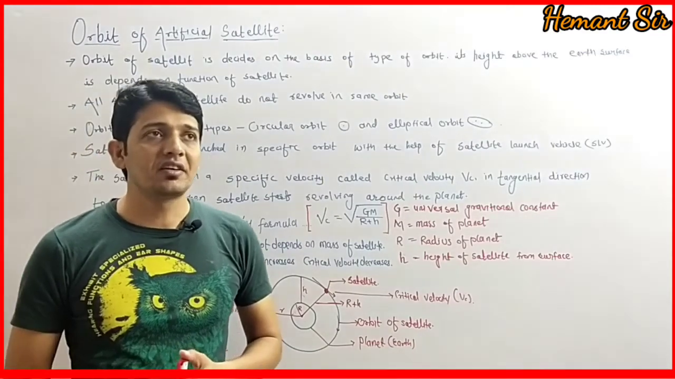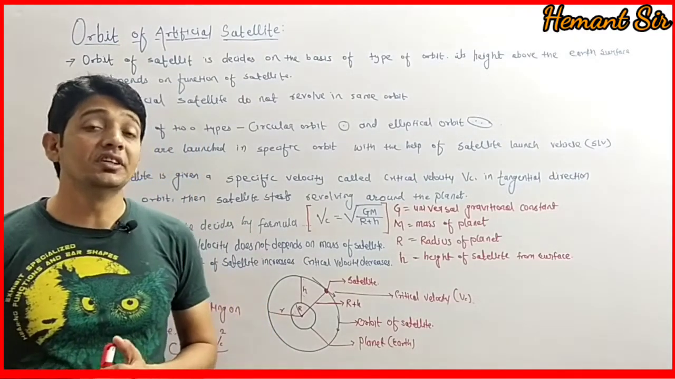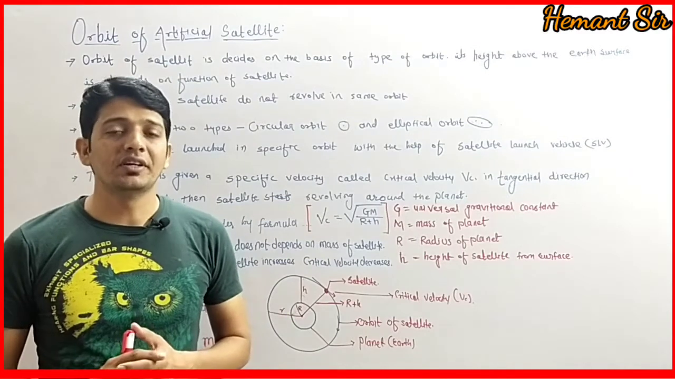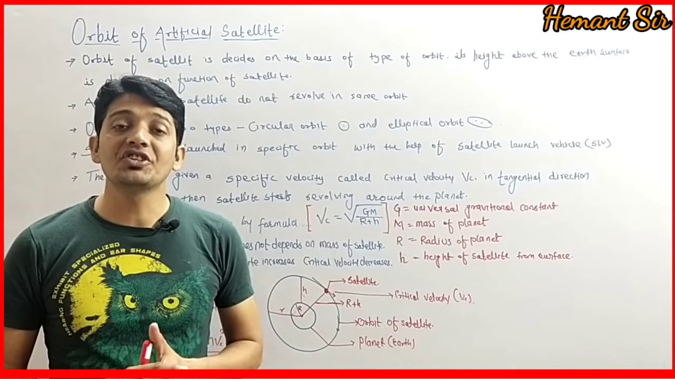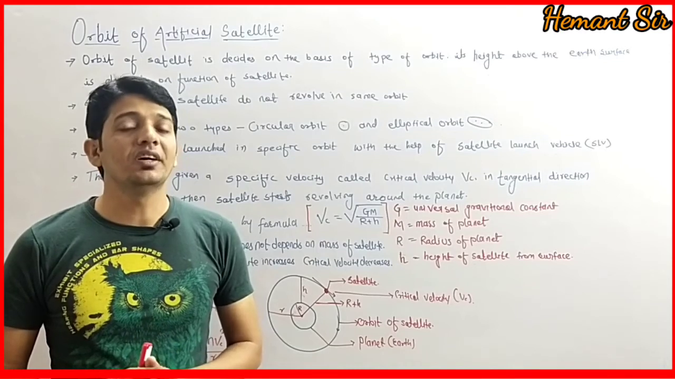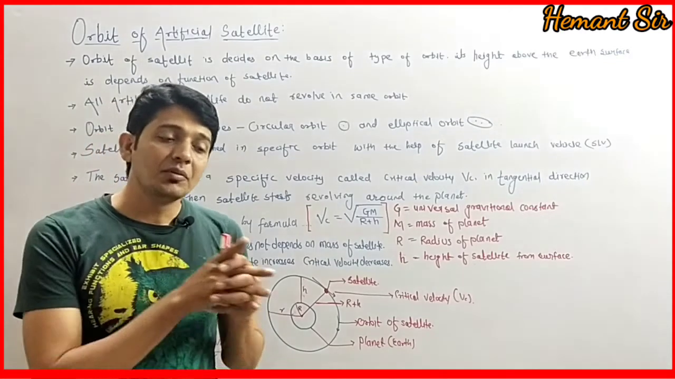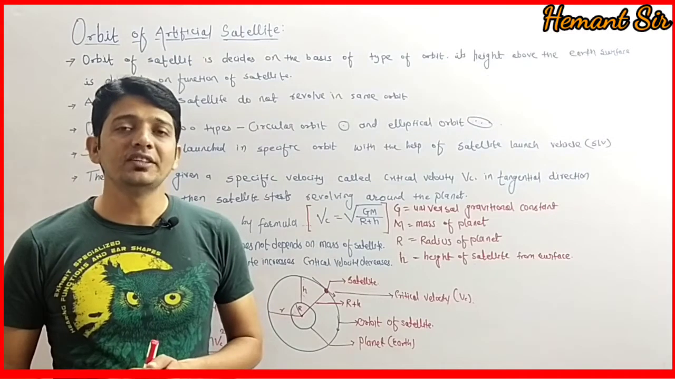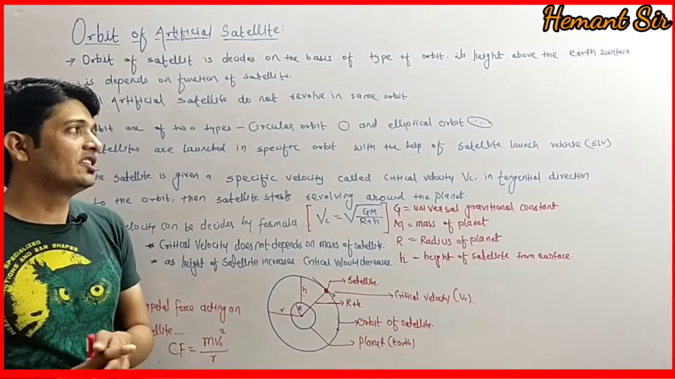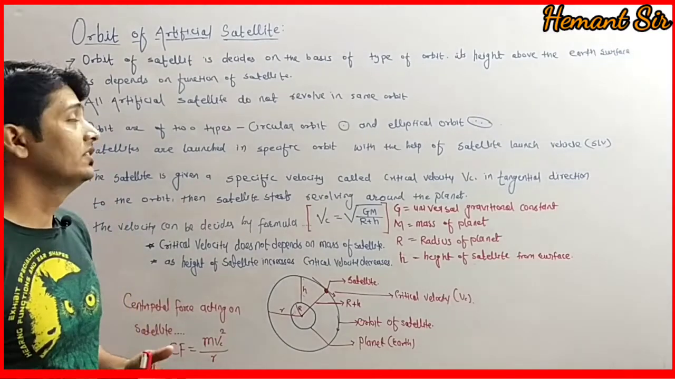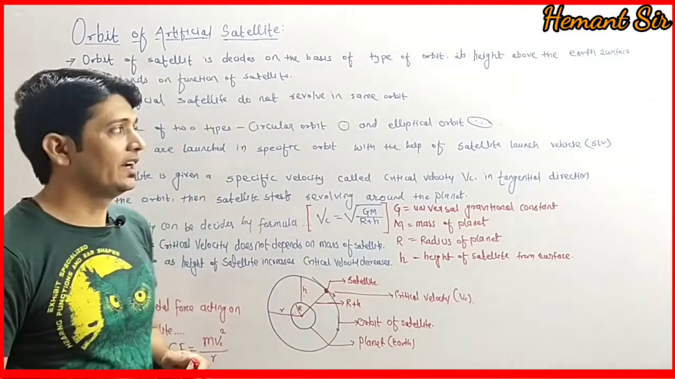Like the moon, which is the natural satellite of the earth, revolves around the earth in a specific or fixed orbit, or fixed distance from the earth. That's why its path of revolution is called its orbit. Okay, so let's understand in detail about the orbit of the satellite.